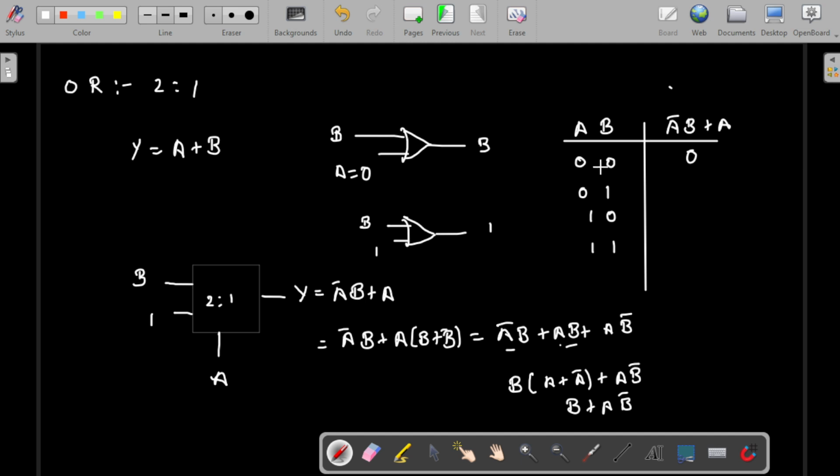Here if we substitute A bar B, this is B1 plus 0, so the answer will be 1, so here will be 1. If we substitute this one, A is 1, so it will be clearly 1. Here also A is 1, then clearly 1. So here we can clearly see this is a function of OR gate. This is truly the same as OR gate.